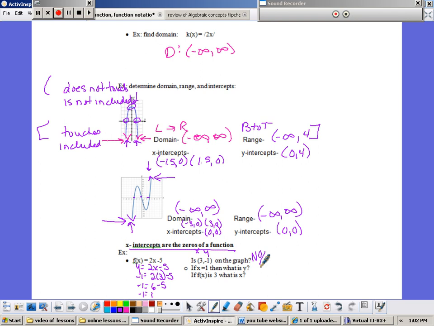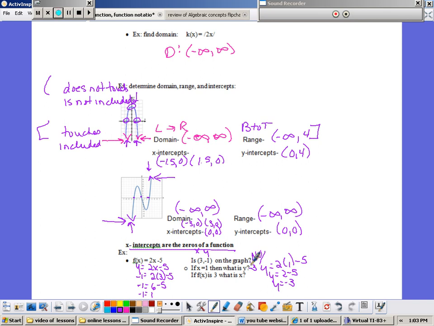Then the next question says, what if x is 1? What is y? Y is equal to 2 times 1 minus 5. Y is equal to 2 minus 5. Y is equal to -3. That would be a -3.